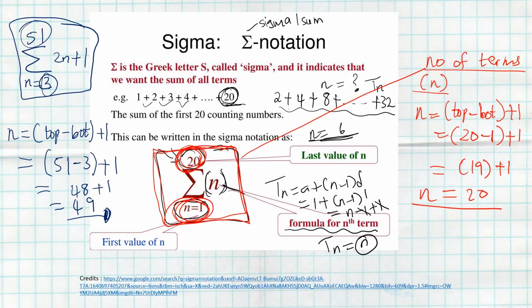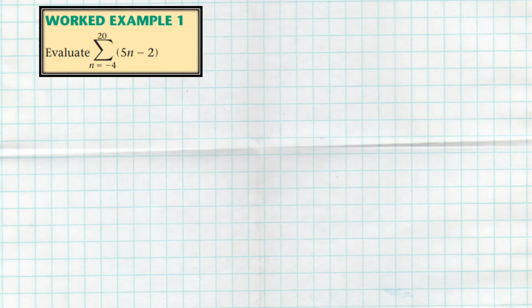Okay, let's just take a look at an example, then you'll really understand this concept. Let's look at worked example 1, and it says evaluate, and you're given the sigma notation. This means they need the answer for the sum of this series. So we need to check which series this is. Is this geometric, or arithmetic, or something else?